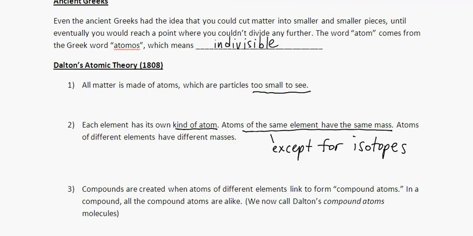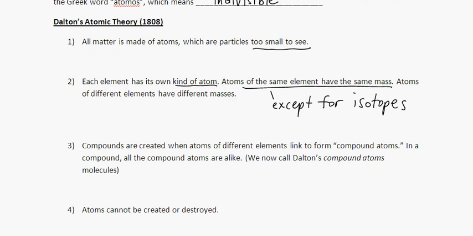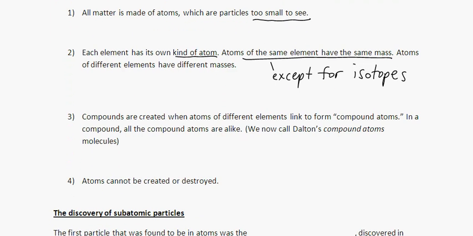But generally, it's true. Dalton also had the idea of compounds. He did some experiments to come up with some formulas for compounds. He called them compound atoms. So, for example, H2O or water, Dalton would have called that a compound atom. We now call these compound atoms molecules.